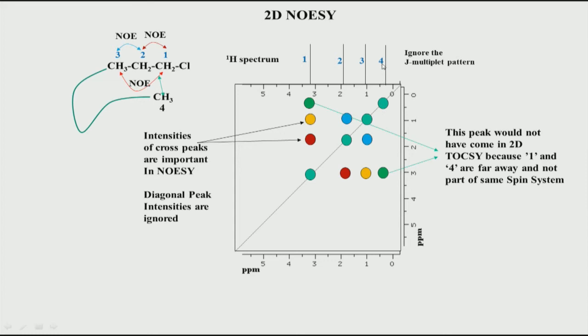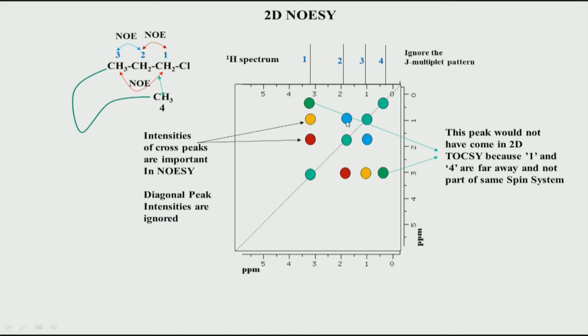It is only telling me this 4 has come closer to 4. What is that going to help us? It is not going to help us. Similarly, 3 is with 3. So, that has nothing additional. So, diagonal peaks are ignored when intensities are concerned.